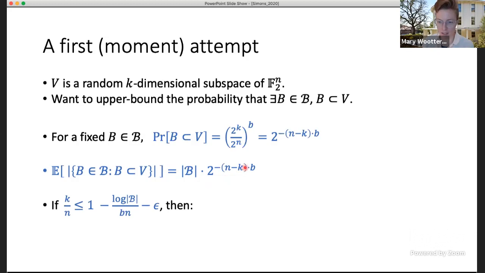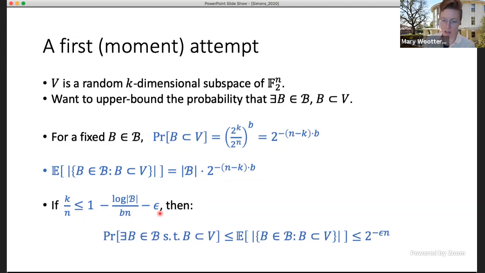Well, you can just solve for it. If I want this thing to be small, then basically what I want is that k divided by n should be a bit less than 1 minus log of b divided by bn. So that's just what happens when I set this thing equal to 1 and solve for k over n. Right? And then if we back off by that, additionally by some epsilon, we conclude that the probability that there exists a bad set that's contained in my subspace is, by Markov's inequality, at most the expected number of bad sets contained in my subspace, which by plugging this thing into that thing is going to be at most 2 to the minus epsilon n. So very tiny.